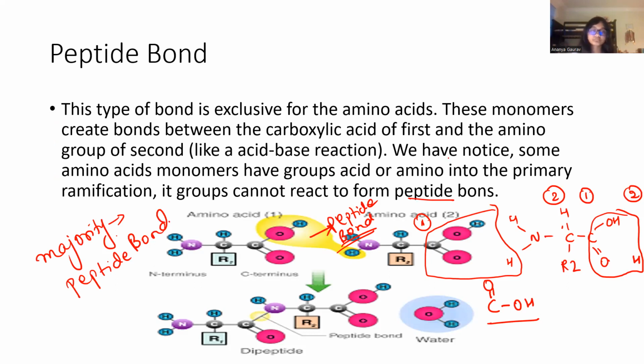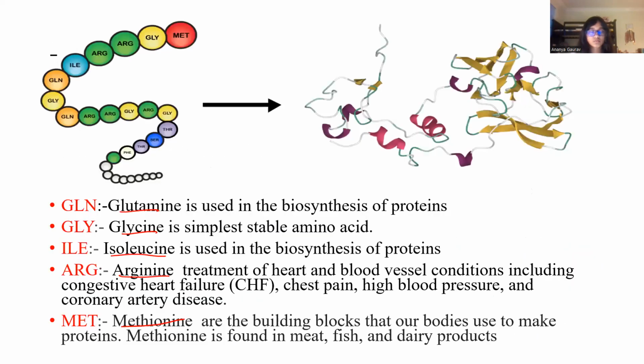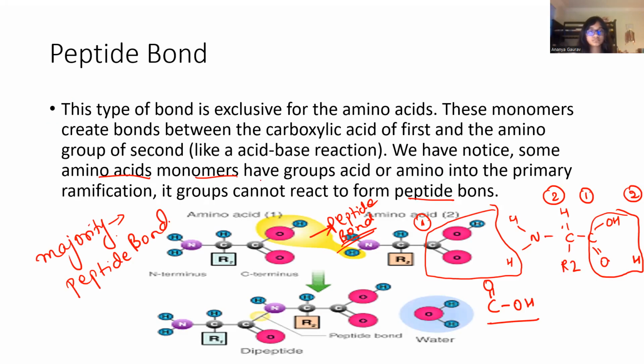We have noticed some amino acid monomer, maybe any one of them, can't make a peptide bond. Because they have group acids, or amino in the primary ramification, and it is a primary one. So it doesn't react with the other group and can't make peptide bonds.